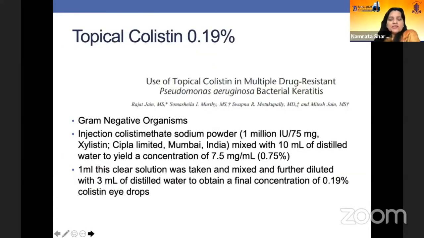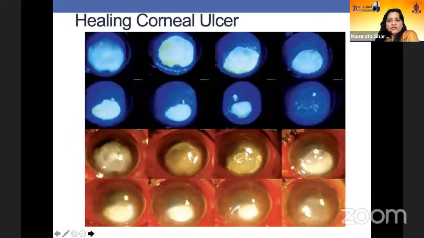Then in cases which are resistant to everything, one can even use topical colistin 0.19%. And this is how it is prepared with 10 ml of distilled water to yield a concentration of 0.75%. And then you finally get to a concentration of 0.19% after further diluting it.